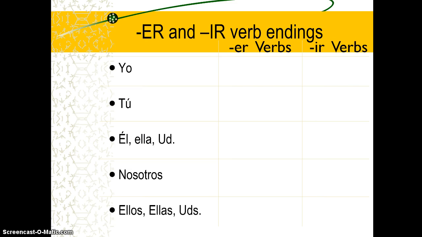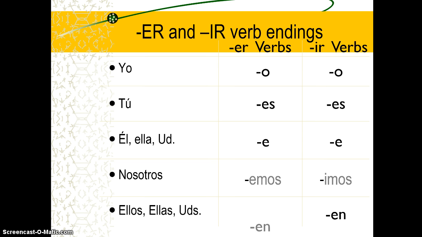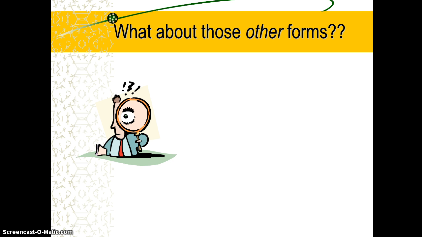All right, let's go over ER and IR endings really quick because all of these, in case you haven't noticed, are ER and IR verbs. We have the o, es, e, the one difference, emos for ER, imos for IR, en. So what about the other forms? The yo form is irregular, but the other ones are regular.